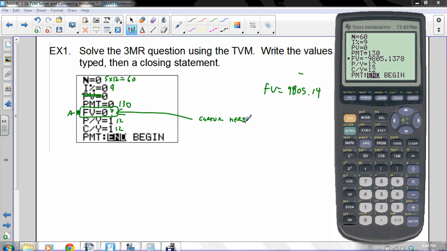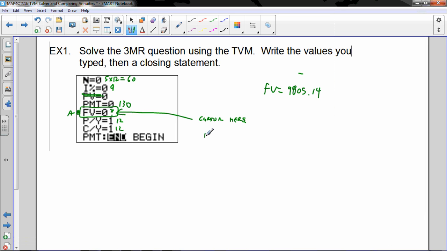So I'm going to write those steps here. Cursor here, then what do we do? We pressed alpha. Alpha, and then enter, which actually was the solve command. And then it just solved for the future value, and it was all good. So we say Ferd would have 9805.14. This is pretty slick. So let's solve some more problems using this.